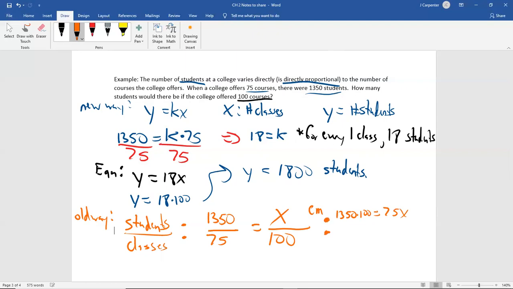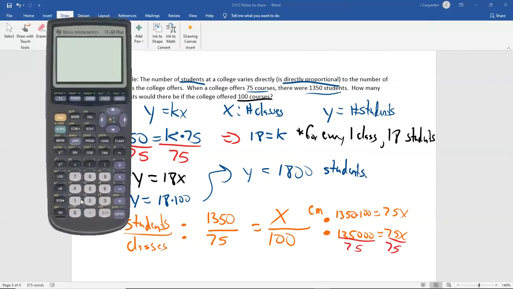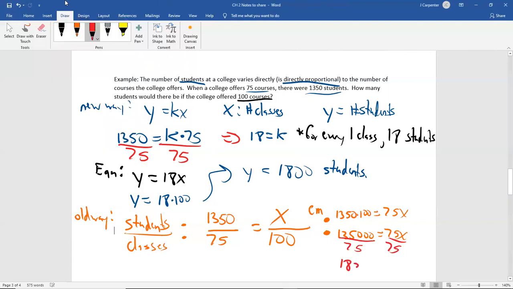This is just a colon, by the way. 135000 equals 75X. You're then going to divide both sides by 75. And let's see what we get. 135000 divided by 75. Holy cow, we got the same answer, 1800. What was X though? We should really say this is 1800 students.